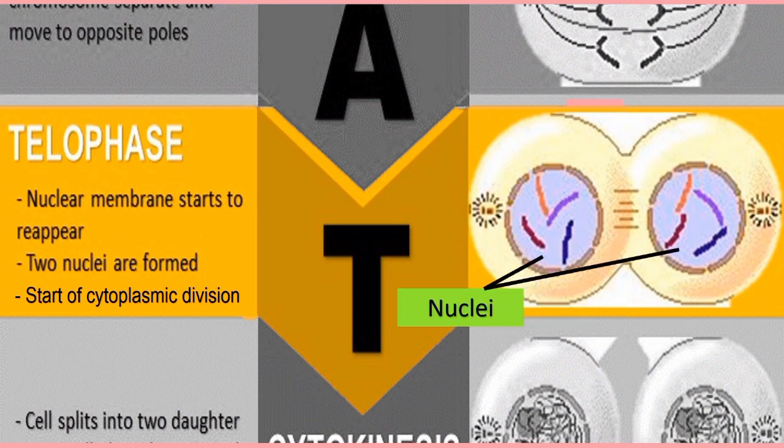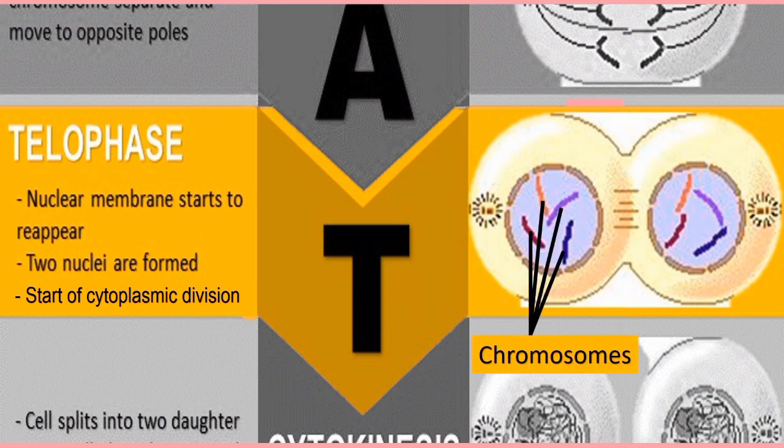Furthermore, in telophase, two nuclei are formed. Nuclei is the plural of nucleus. What about in terms of the number of chromosomes? What can you observe? Alright, each nucleus now contains the same number of chromosomes.